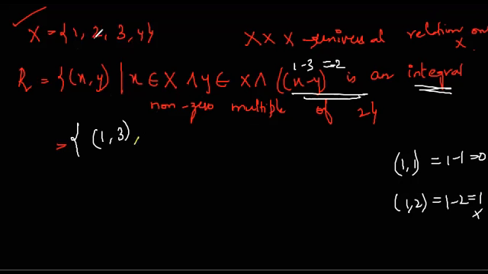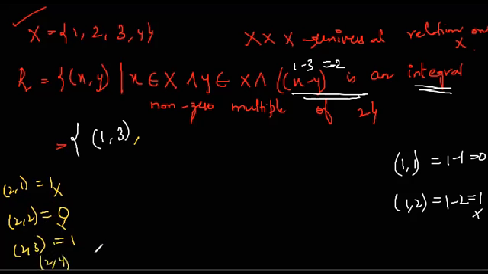Next, what about (2, 1)? (2, 1) will give you 2 minus 1, which is 1. So it is not possible. What about (2, 2)? It will give you x minus y equal to 0. Not possible. (2, 3), still 1. (2, 4), it is giving you 2 minus 4, which is minus 2. It is an integer and it is non-zero. So you can write (2, 4).